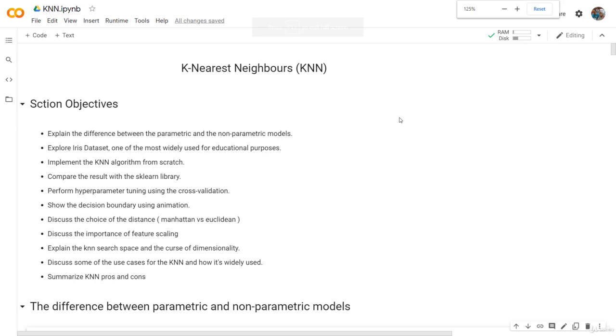And following this, we are going to explain the KNN search space and the curse of dimensionality. So these are two main problems with the KNN, so we need to understand them and we need to understand how they work. And then we are going to discuss some of the use cases of the KNN and why it's widely used and how it's widely used, because although it's very intuitive, as I said, it's actually used in many applications. And finally, before the project, we are going to summarize the pros and cons. So by the end, you have a clear idea about what are the cons of using KNN and what are the pros of using KNN.